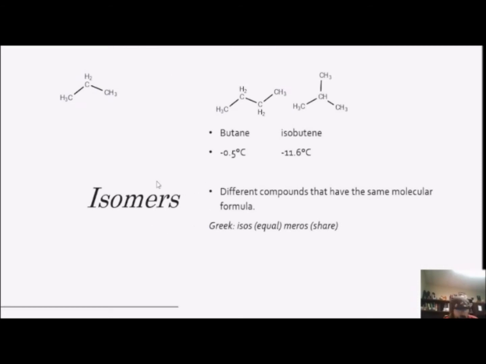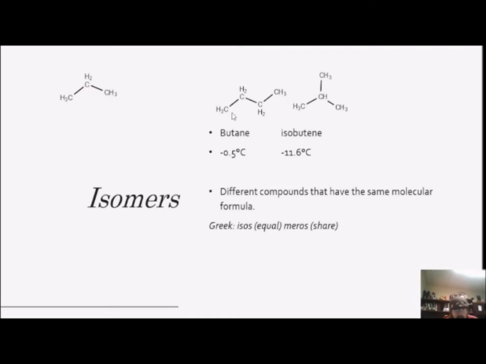Why does this really matter? Because the next thing we're going to talk about is isomers. A lot of organic chemistry has to do with isomers: different compounds that have the same molecular formula, but a different rearrangement of atoms, coming from the Greek isomeros, meaning equal share. Just looking at propane, propane has 2 primary carbons on each end and a secondary carbon in the middle.